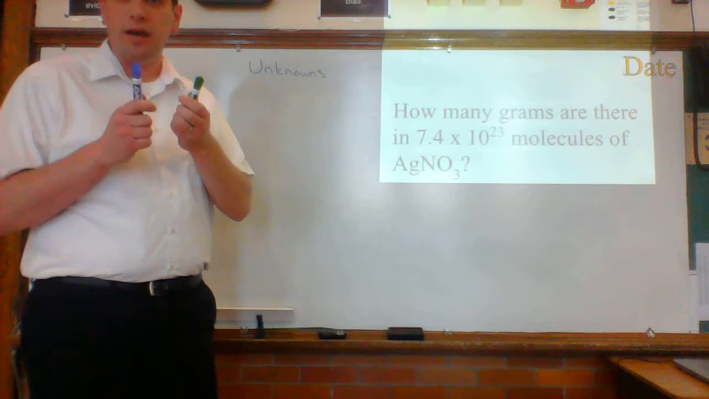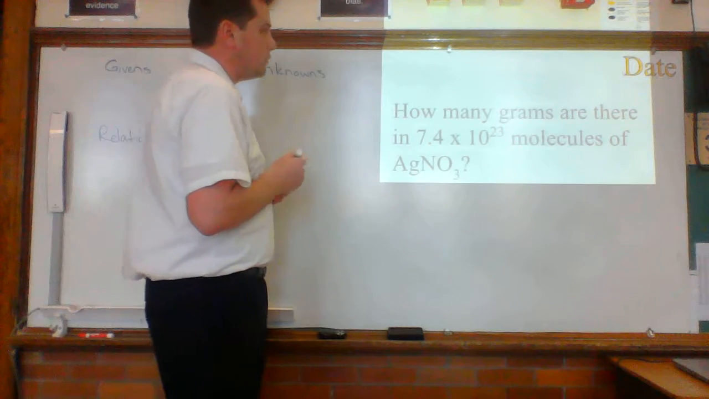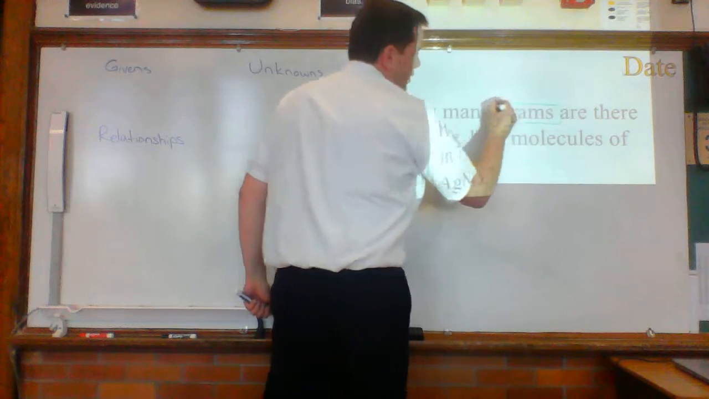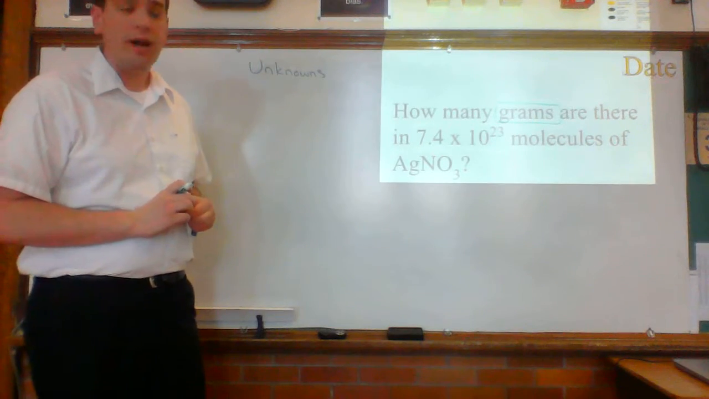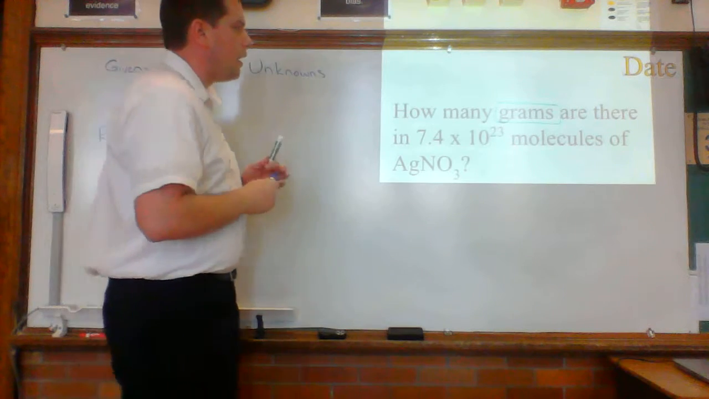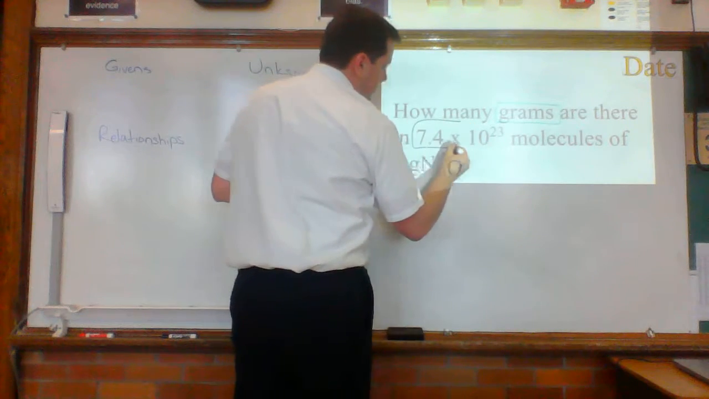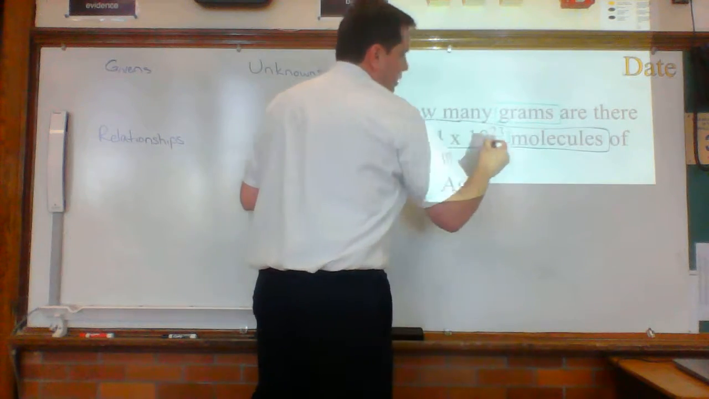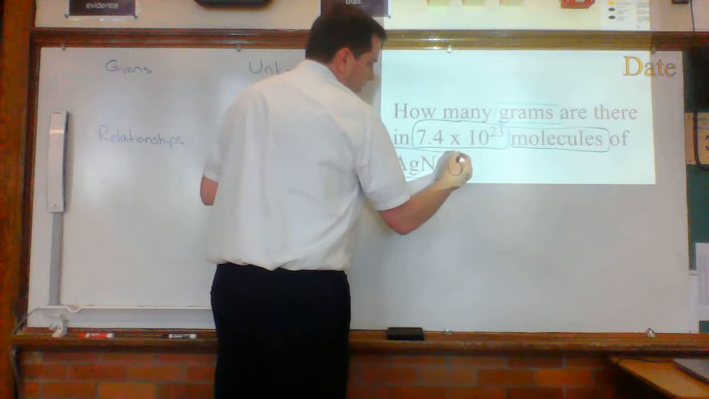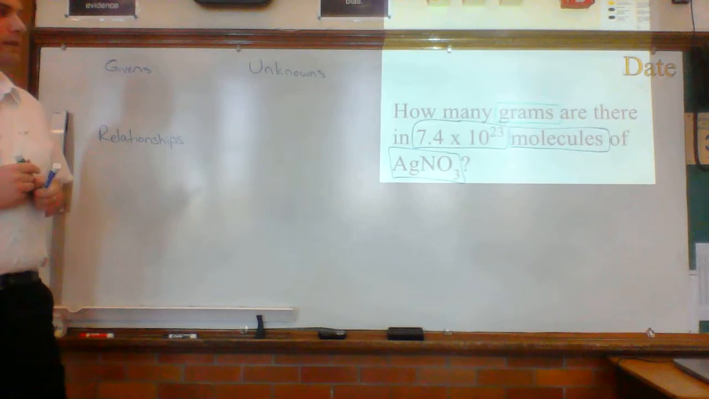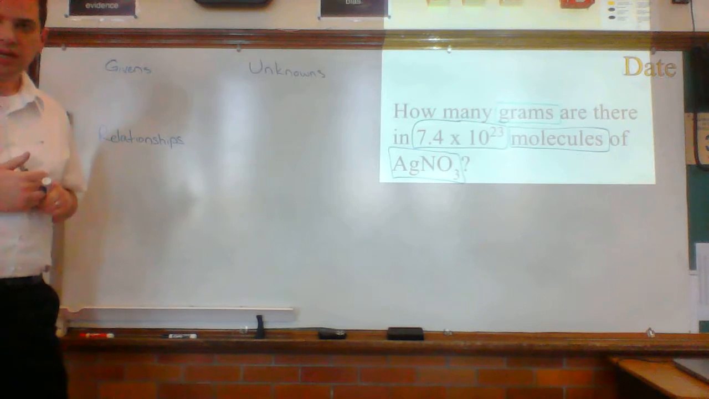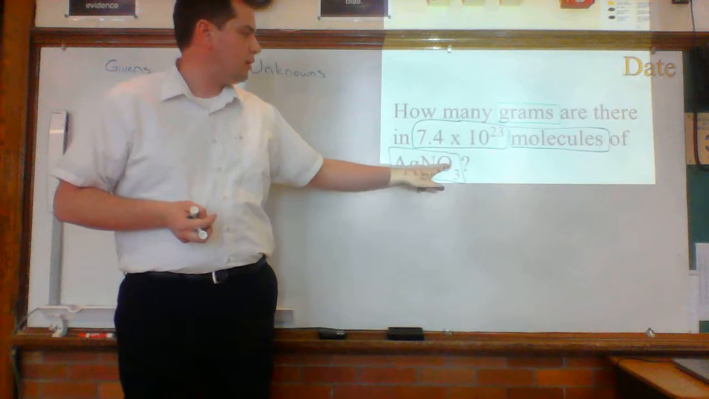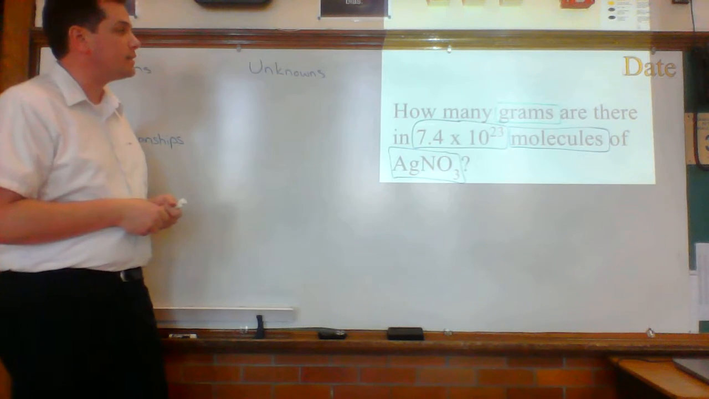Let's take our two different highlighters and find our givens and unknowns. How many, that's my question phrase. The unit that comes after it is my unknown, grams. Are there in 7.4 times 10 to the 23rd? There's the number. Molecules is the unit. And don't forget, we care about the chemical also. Now, it's not telling us to change chemicals. So we're just going to say that grams here must be AgNO3. We'll need that later when we do the molar mass.